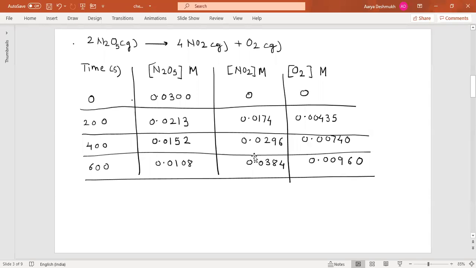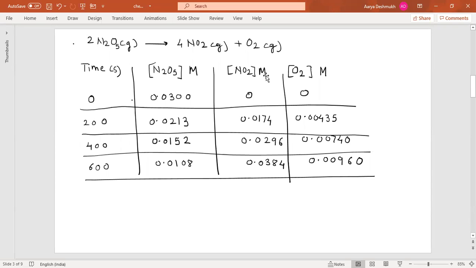So obviously the product is forming because NO2 is on the product side. So it should go on increasing. So you can see there is a continuous increase in the concentration of NO2 with increasing time here. And O2, it is also forming. So there is also a continuous increase in the concentration. M is moles per dm³.